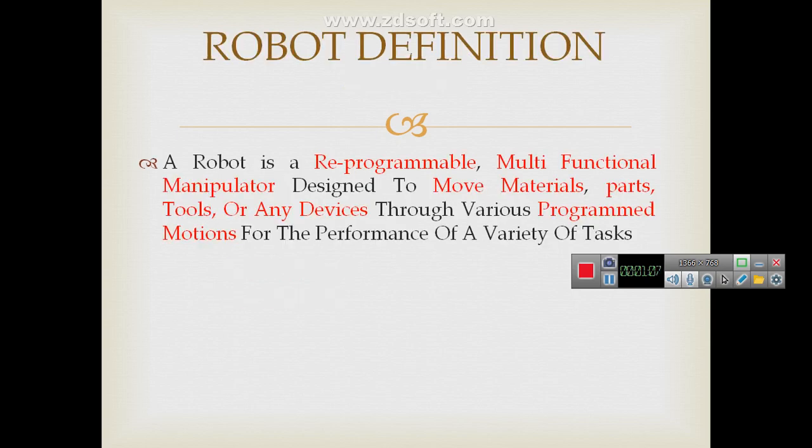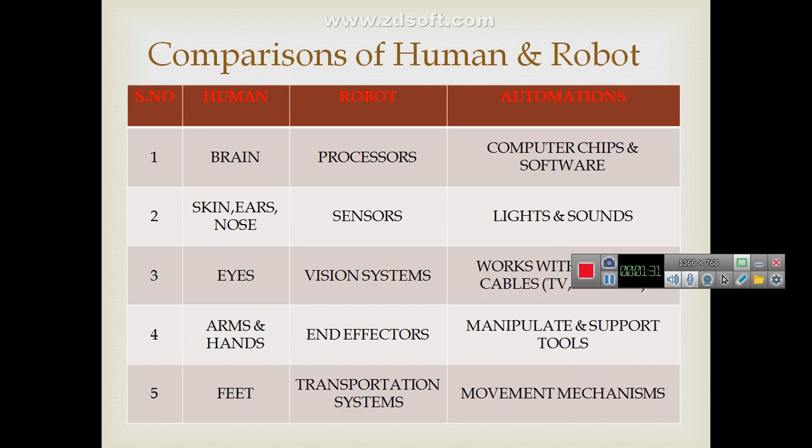Then next one is robot definition. A robot is a reprogrammable and multifunctional manipulator, which is designed to move material, parts, tools or any other devices through various programmed motions for the performance of a variety of tasks. Okay, so this is the robot definition, right?